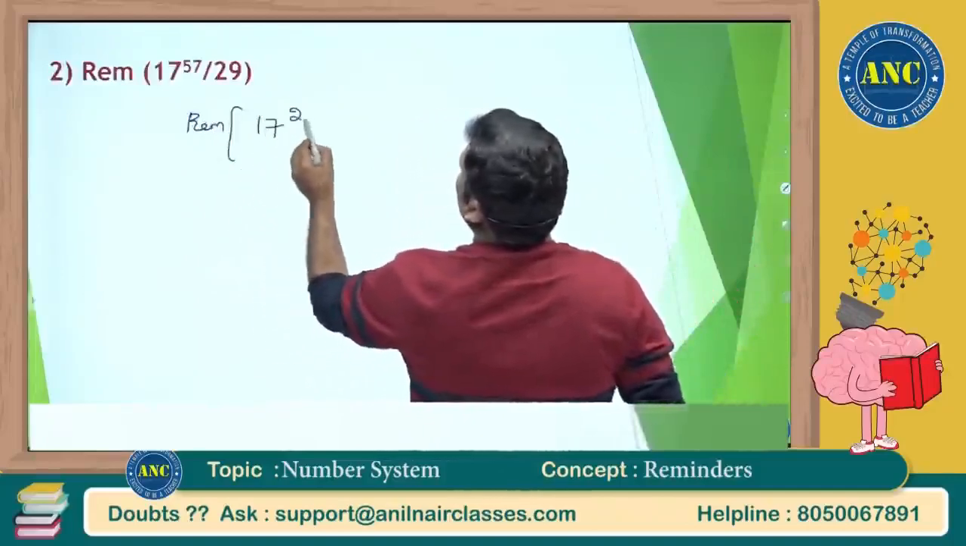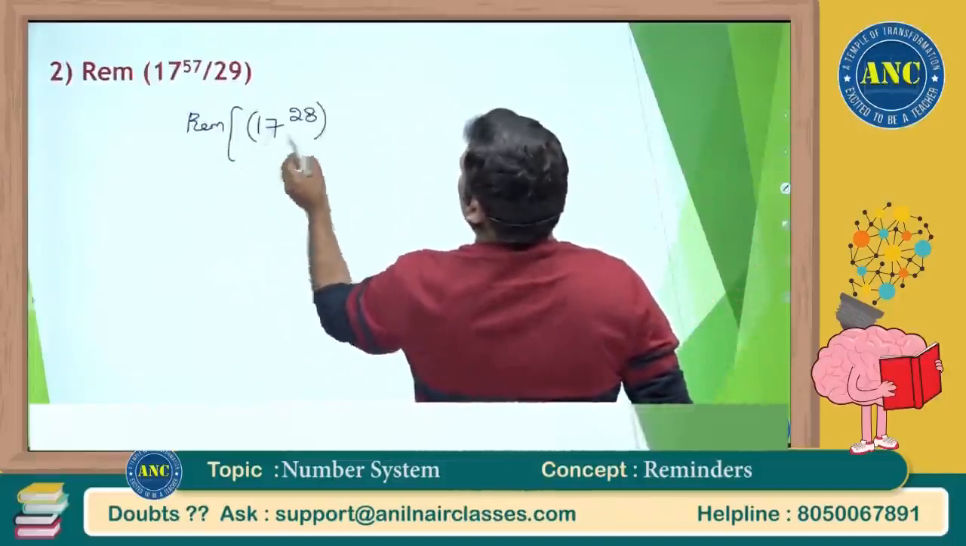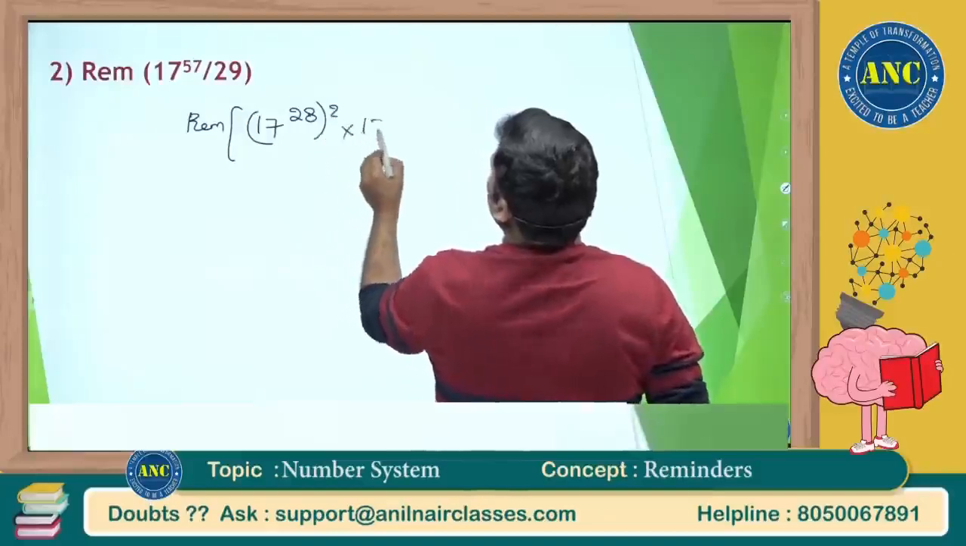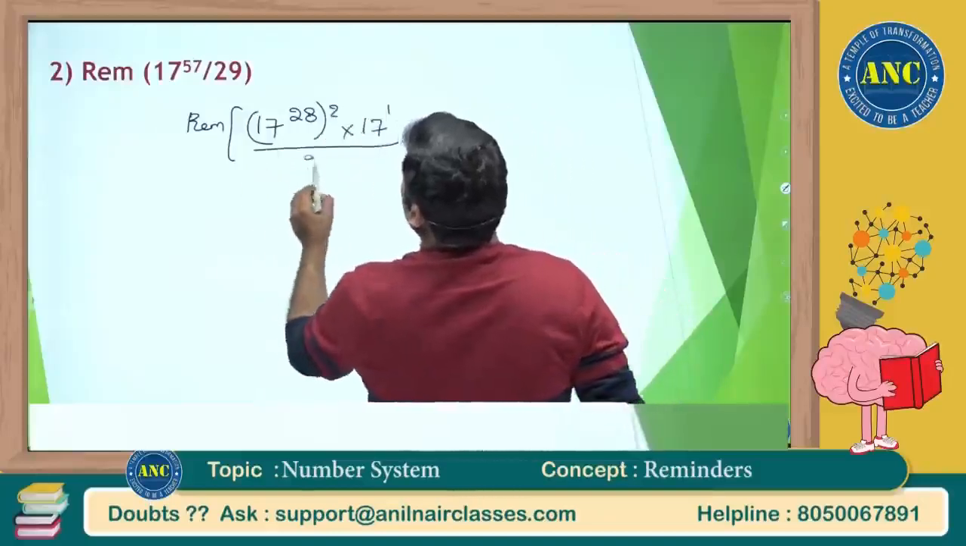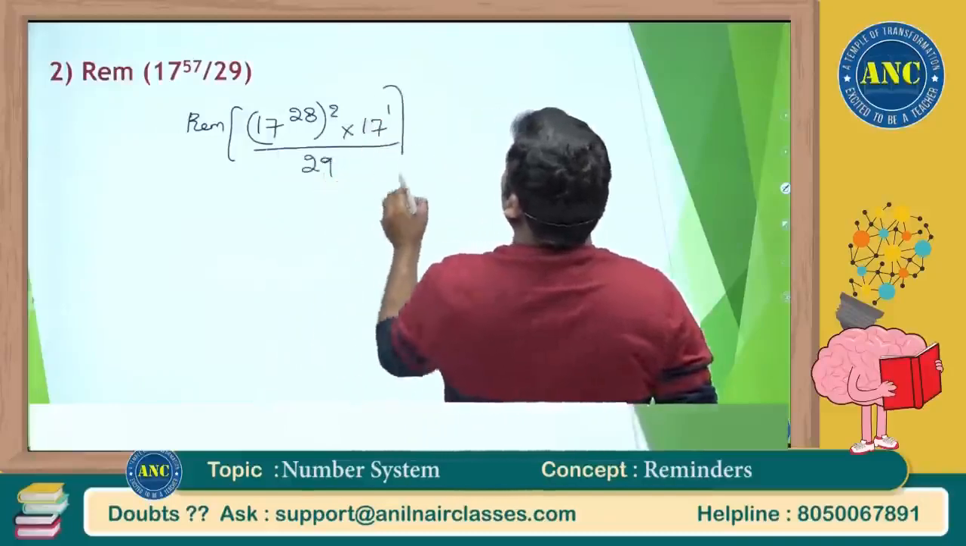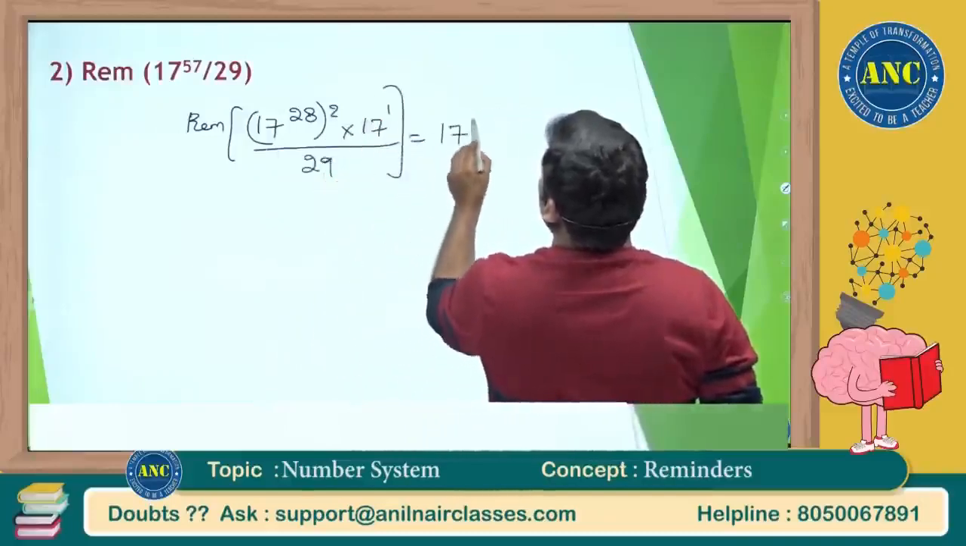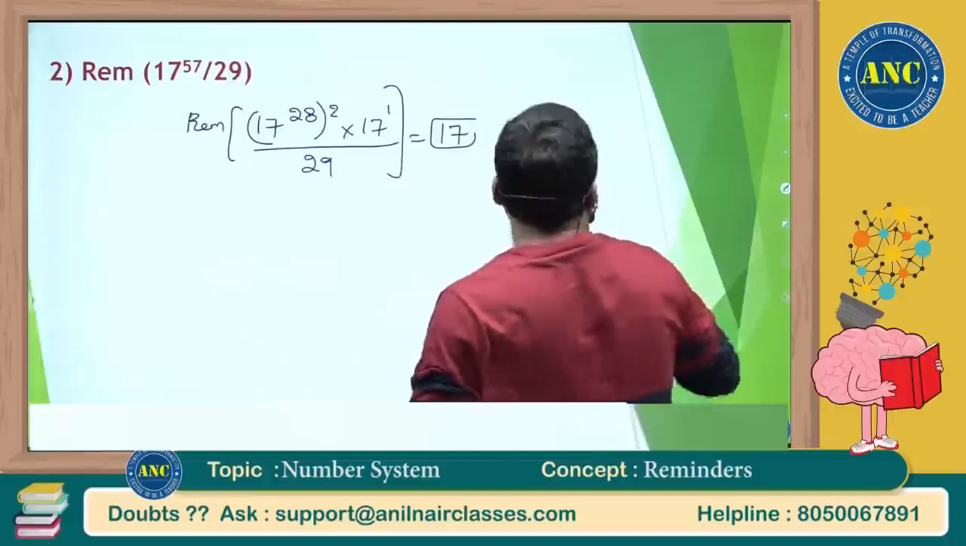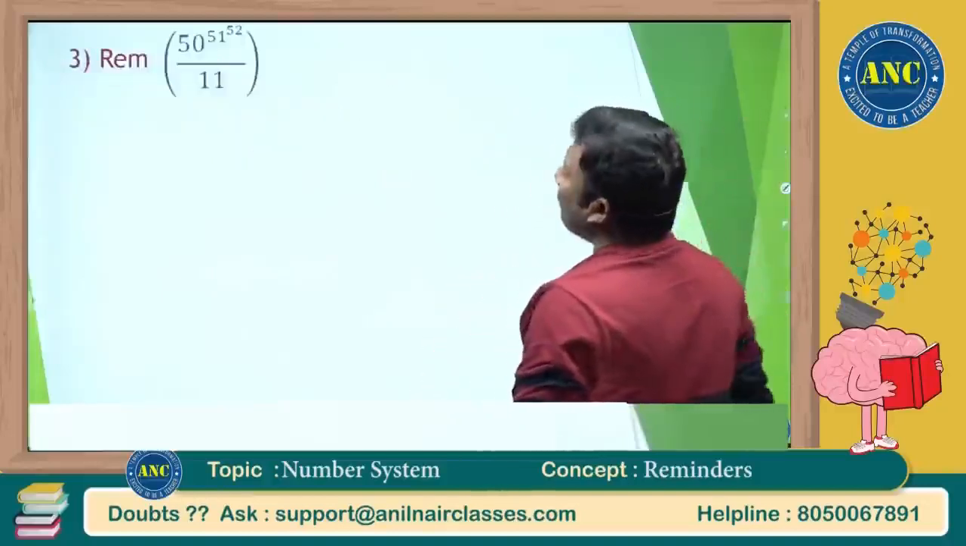29 is a prime number. So 28. 28 twos are 56. Another 17 is remaining. 17 divided by 29 is nothing but 17. The second question is also clear.